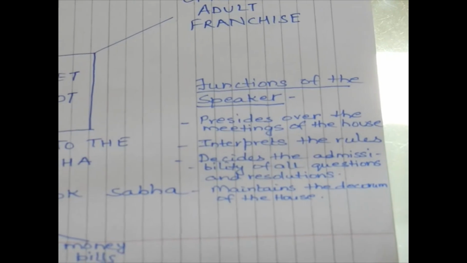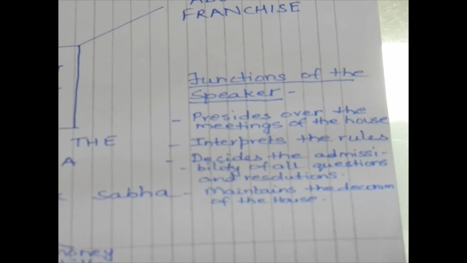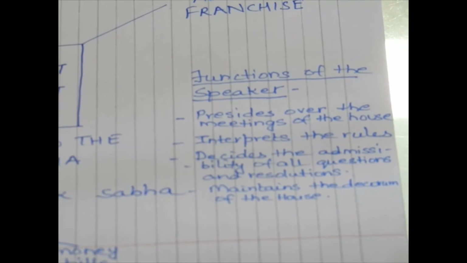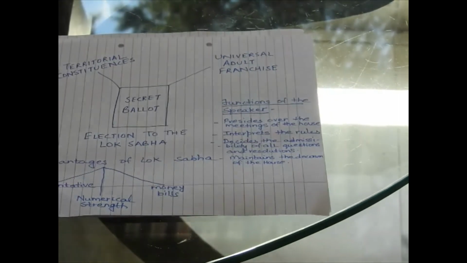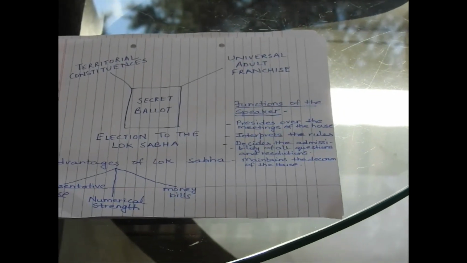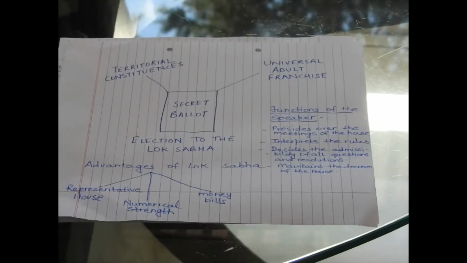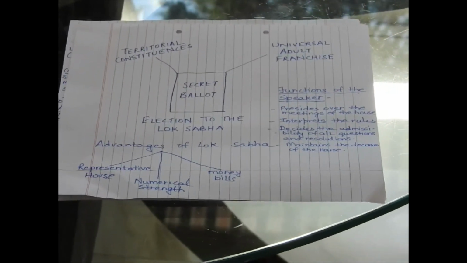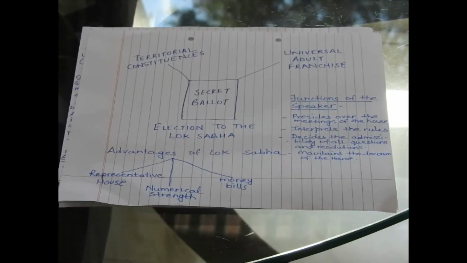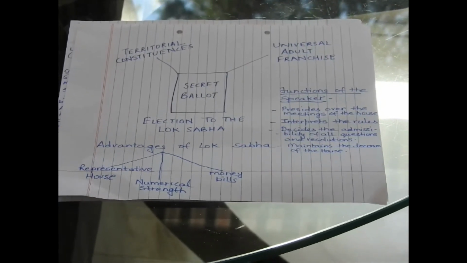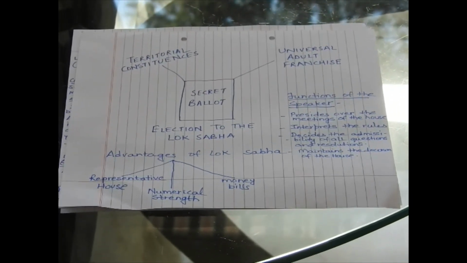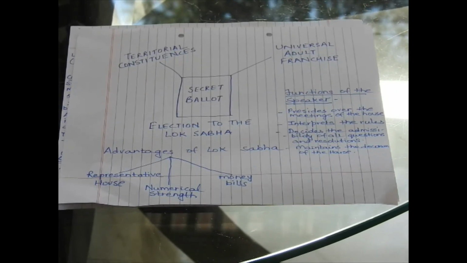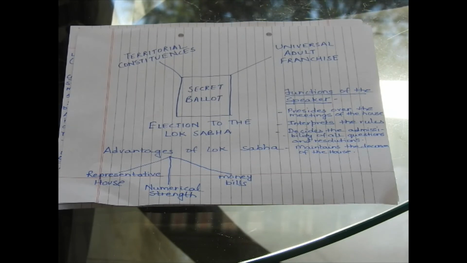All bills passed by the house are signed by him before they are sent to Rajya Sabha for its consideration or to the president for his assent. The speaker decides the admissibility of all questions and resolutions. He decides the admissibility of a motion of adjournment. He puts the issues to vote and announces the results. The speaker does not vote in the house, but when there are equal votes on both sides, that is the treasury benches and the opposition, then the speaker casts his vote, which is known as a casting vote. The speaker decides whether a bill is a money bill or an ordinary bill.